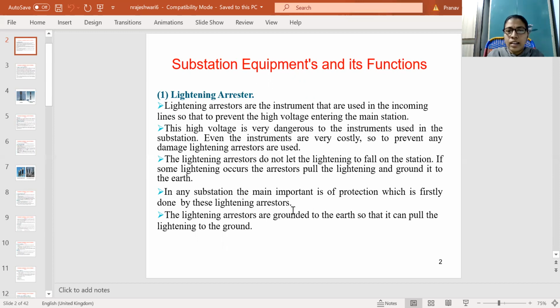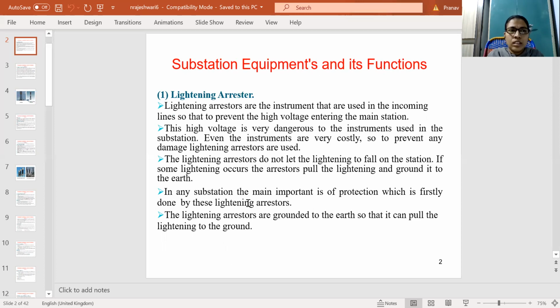Without lightning arresters, short circuits, sparks and flashovers can occur on the conductors. This is major damage to the substation, so we use lightning arresters. They are grounded to the earth so that they can pull the lightning to the ground. So these are the lightning arresters used in substations.